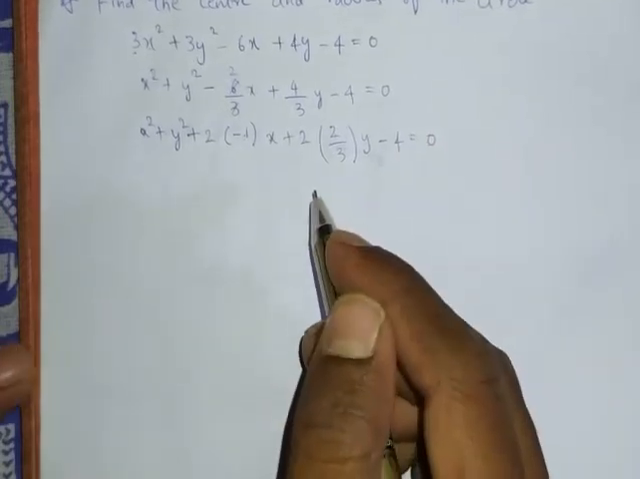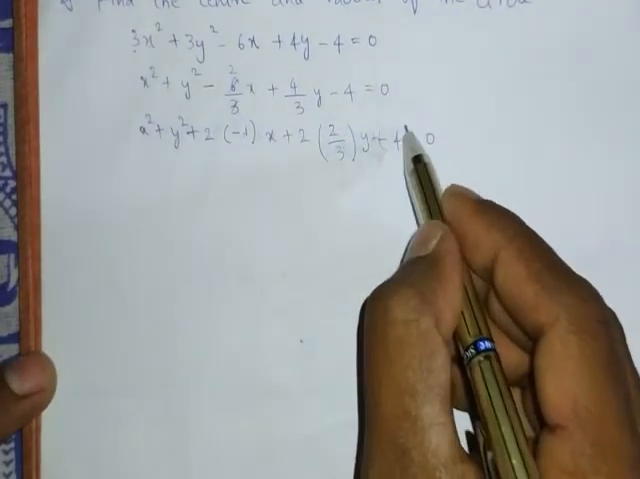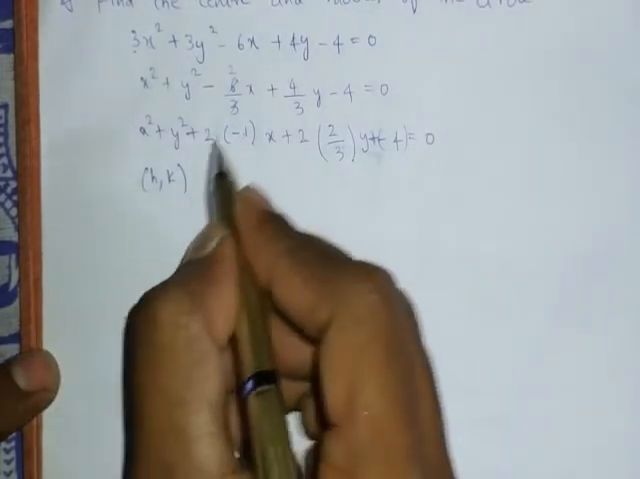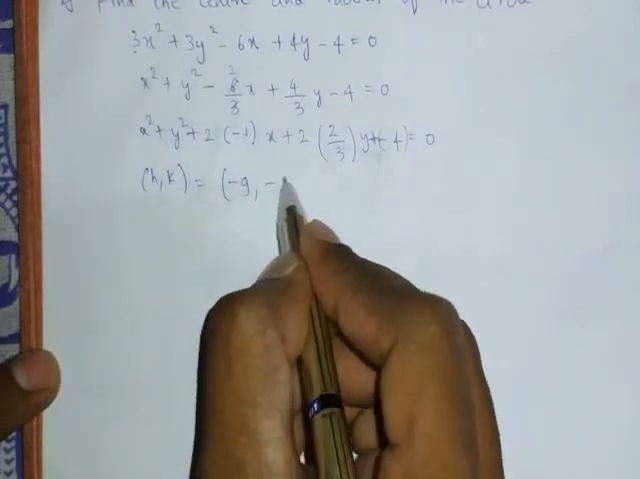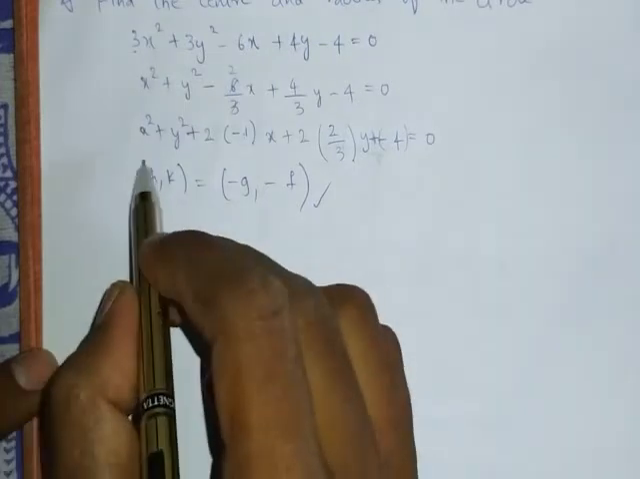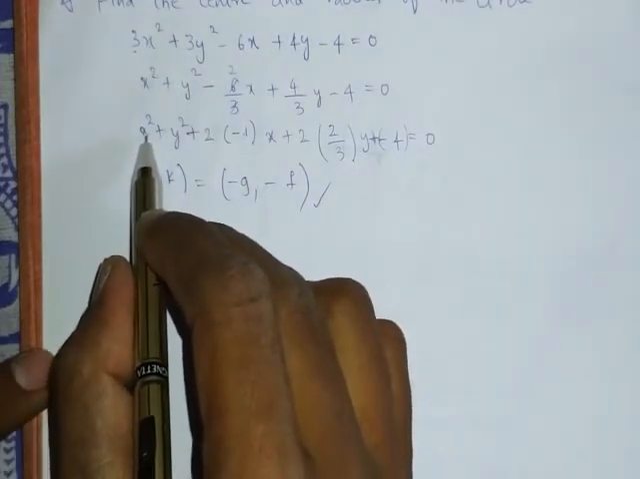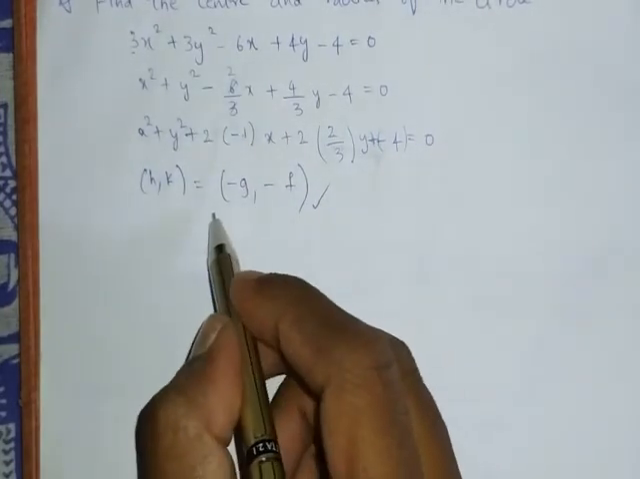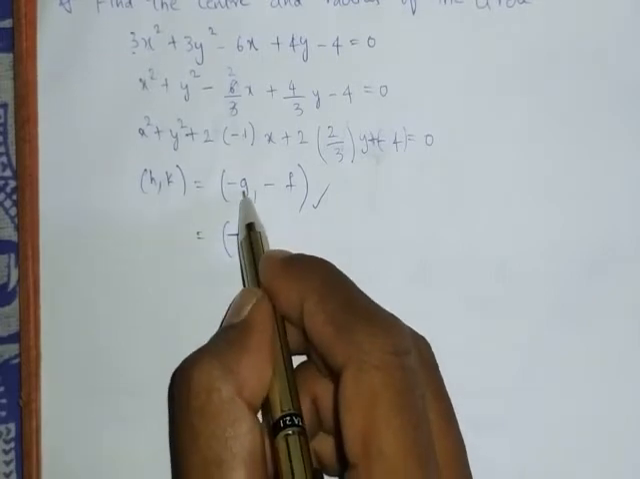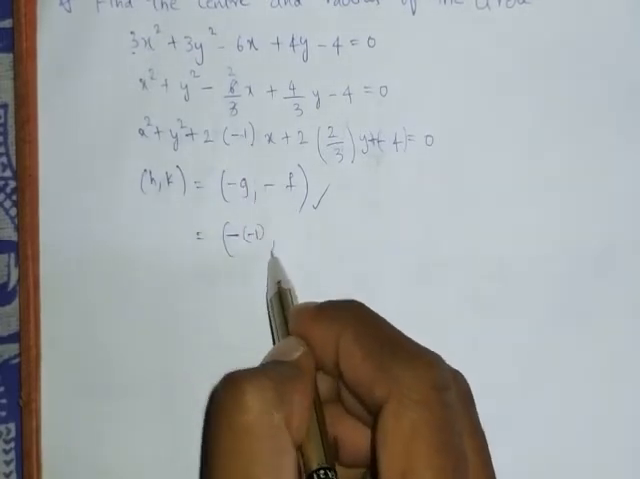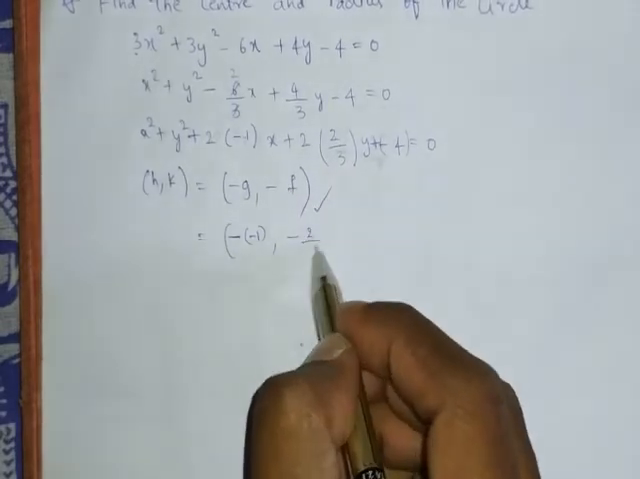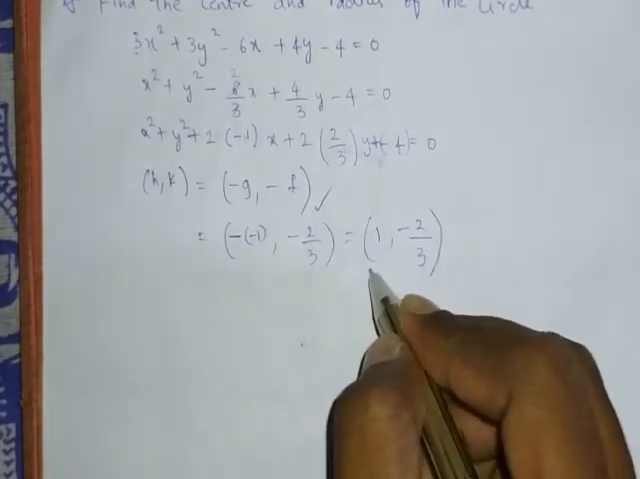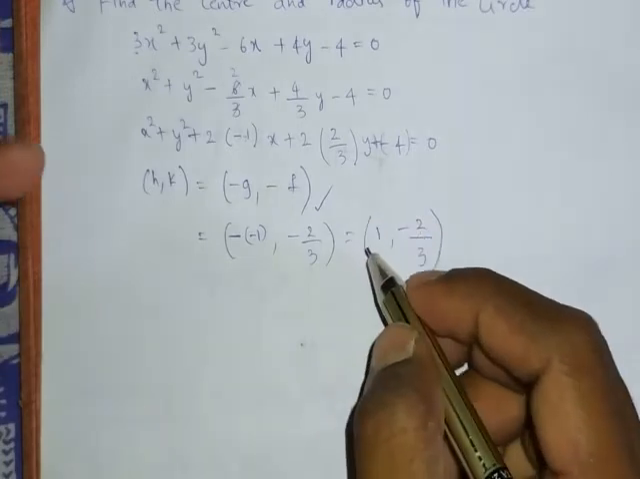Here plus c, we can write plus of minus. And if you want the center of the circle, which is nothing but h comma k, h comma k is nothing but minus g comma minus f, because this is the equation we made into x square plus y square plus 2gx plus 2fy plus c is equal to 0. We can use this formula. So the value of g is minus 1, and the value of f is 2 by 3, so minus 1 comma minus 2 by 3. This is the center of this circle.